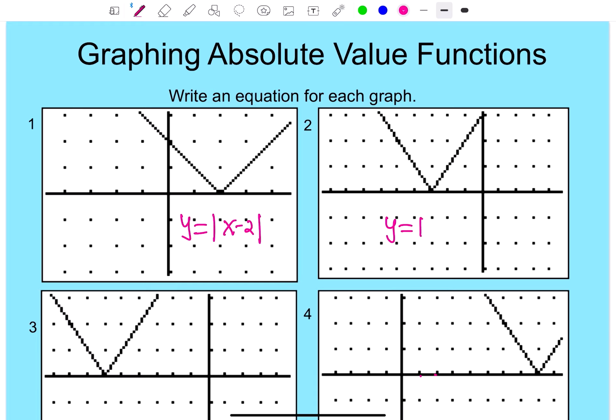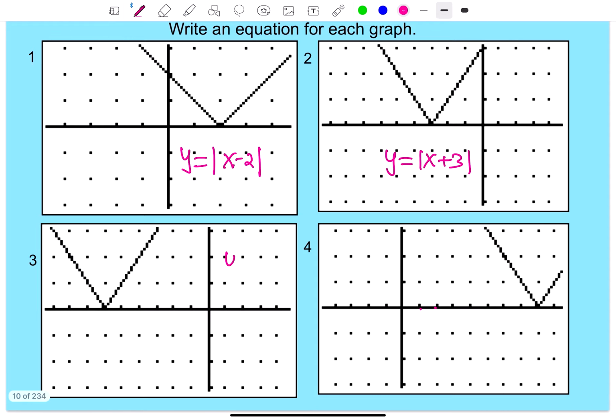y equals absolute value of x plus 3. Shifted to the left, so x plus 3. So if it's plus inside, shifted to the left. If it's minus inside, the graph is shifted to the right. Okay, the next one, y is equal to absolute value of x plus 6.